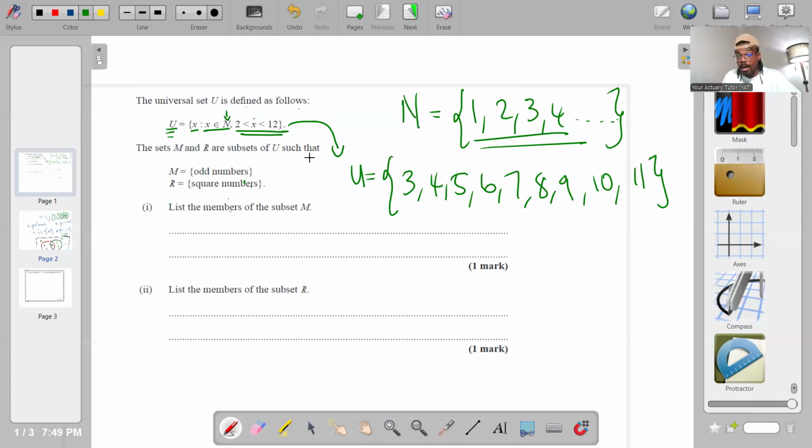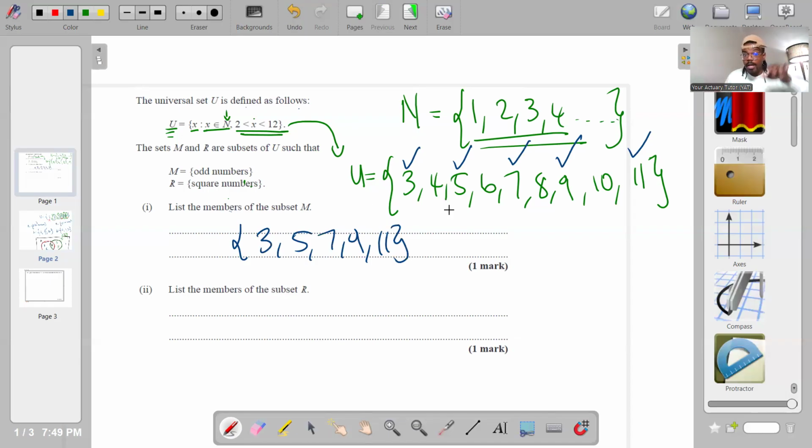So it says set M are the odd numbers that you can find in that universal set. So I'm going to go through, I'm going to say, wait, you odd? Yes, you odd. Yes, you odd. Yes, you odd. Yes, you odd. Yes, you odd. So set M, we have 3, 5, 7, 9, 11. You're done. Because we know, remember, these sets right here, their elements are coming from the universal guy.